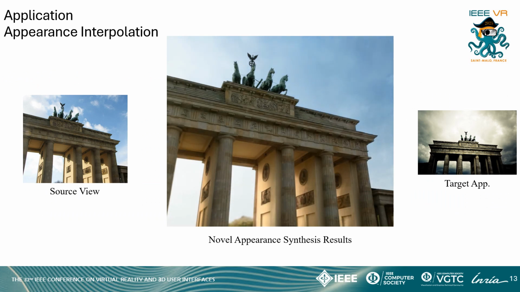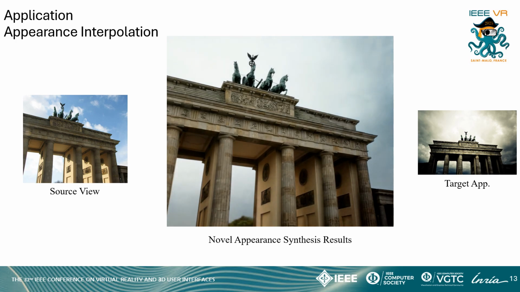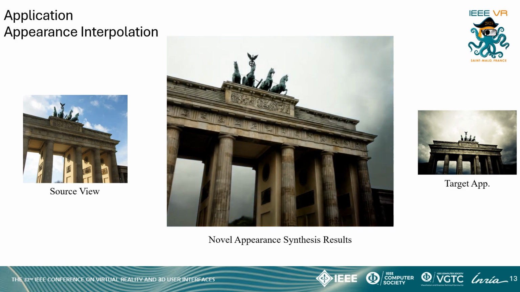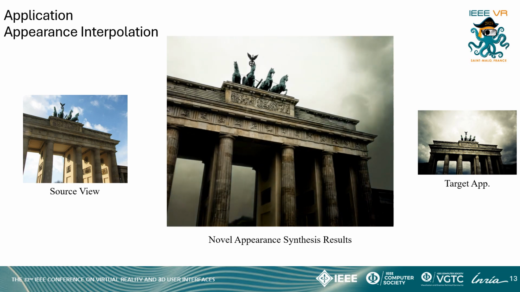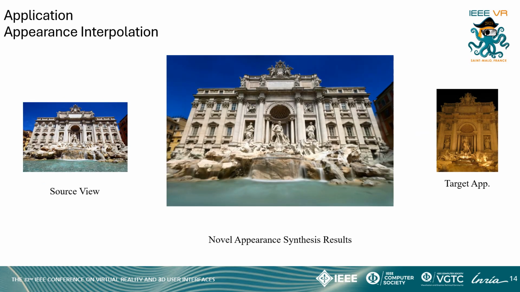Now, we showcase the applications. First is appearance interpolation. Given the source view on the left, our method can smoothly transition and generate high-quality images based on the reference image on the right. You can see the Brandenburg Gate transition from a sunny day to a dark, overcast sky. Now, we show the transformation of the Trevi Fountain from day to night.